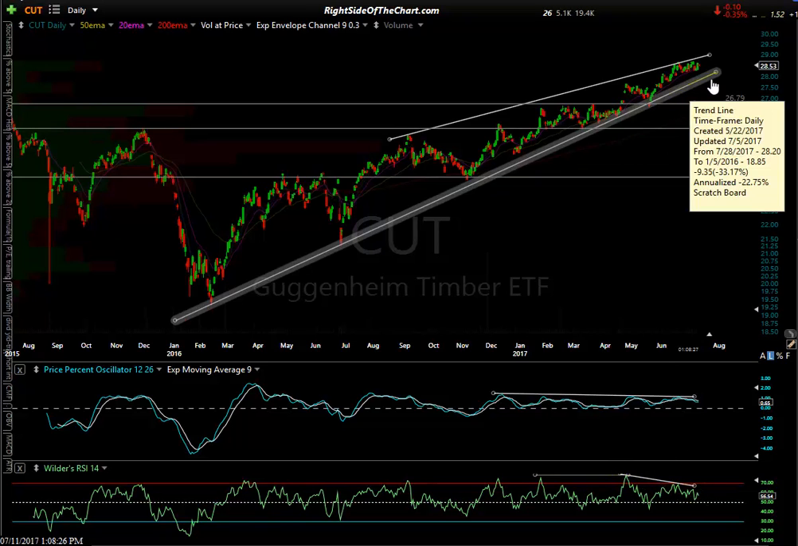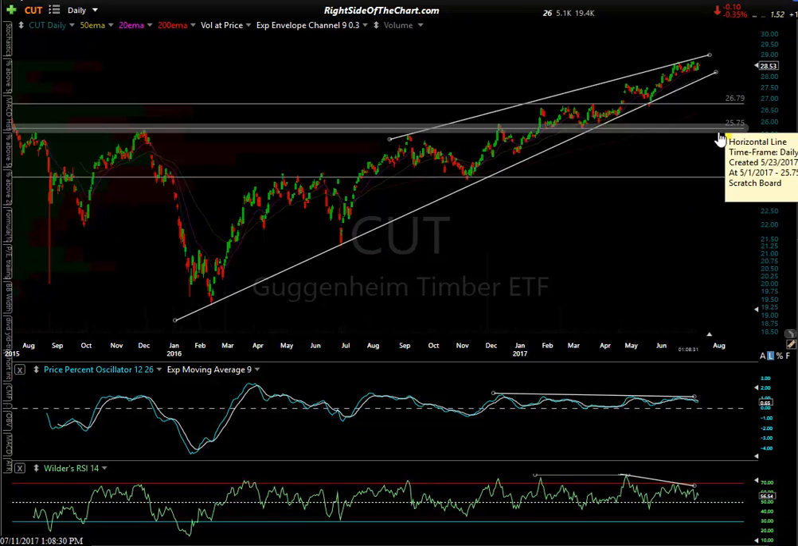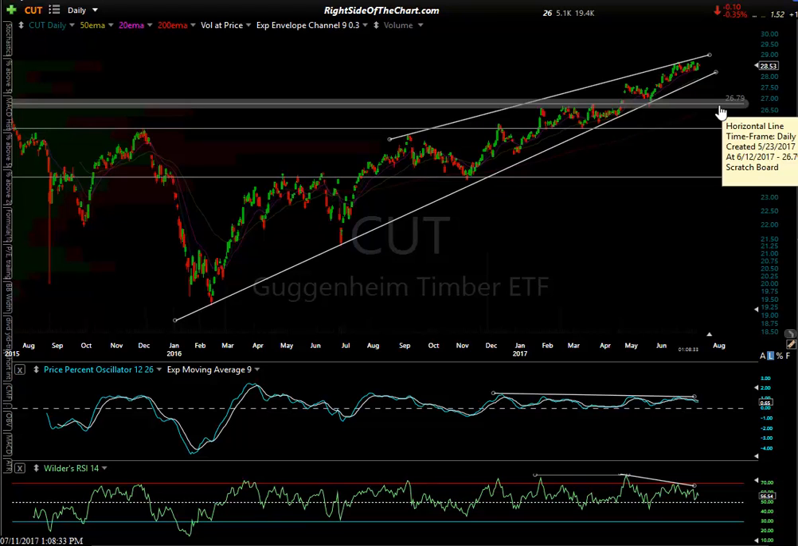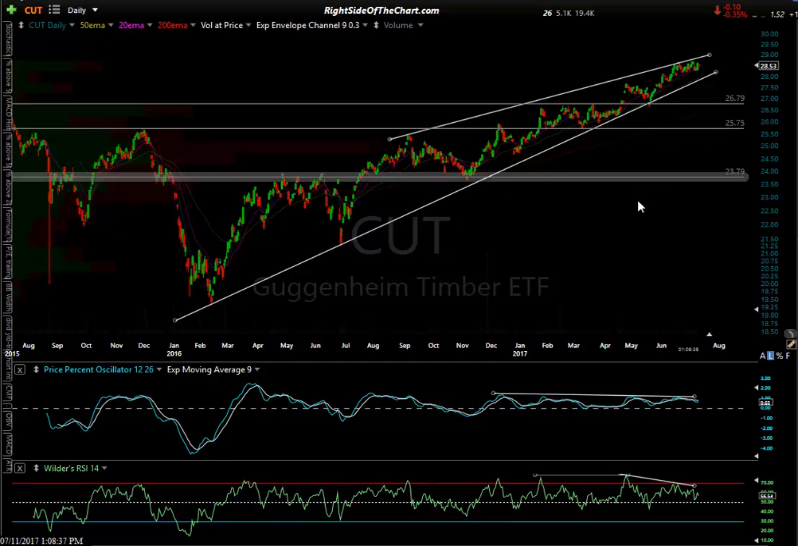So this is really what we need to see, a break of this uptrend line, and that would bring us back to any or all of these targets. And my minimum target right there is about 2680, and then 2575 if that one gives way.